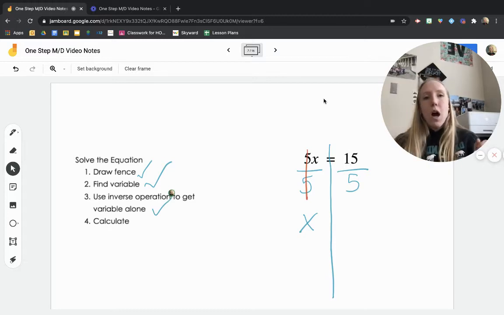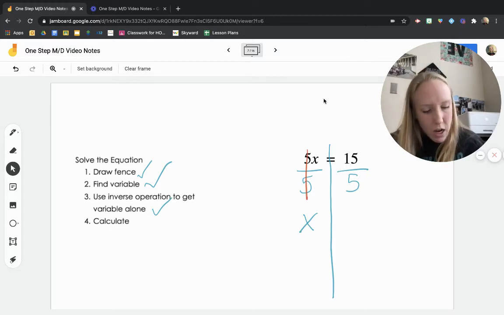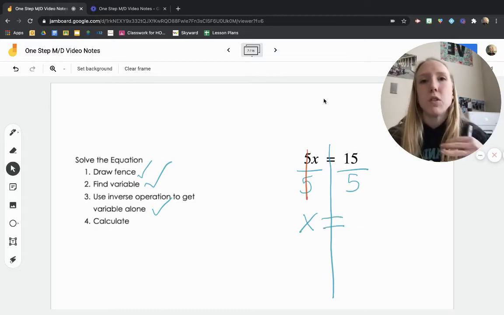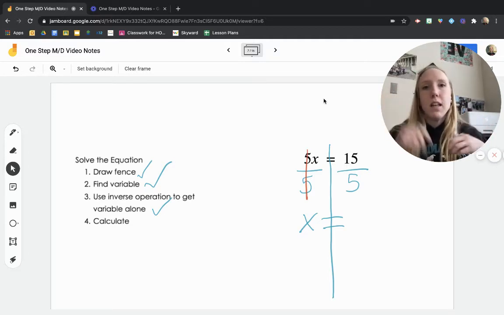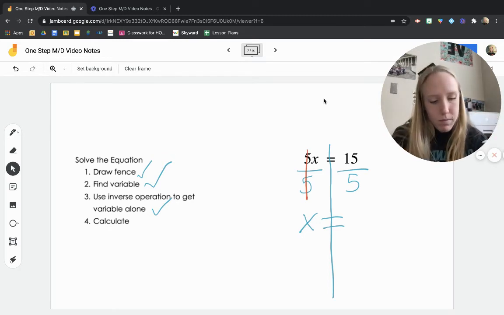Sweet. Now, I write that equal sign right on the fence. I'm going to write the equal sign right on that line so that I am keeping both sides equal, so that I know that I'm keeping my work organized. The equal sign is still in the middle. The stuff on the left stays on the left. The stuff on the right stays on the right.